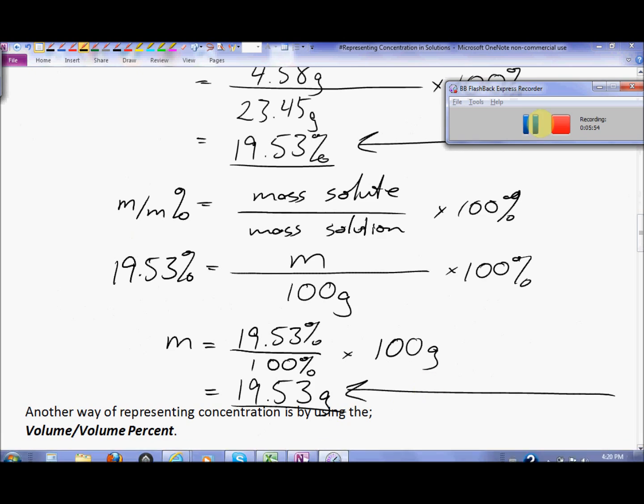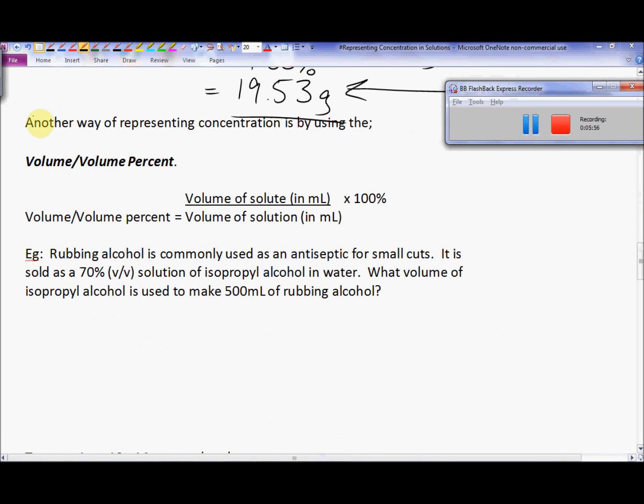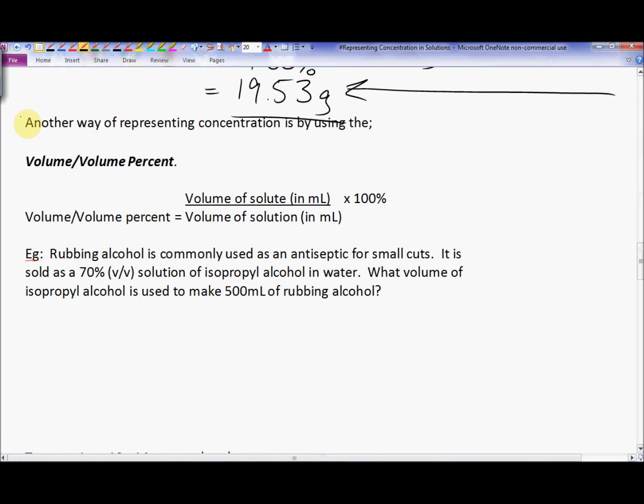Okay, so now a third way that we can represent concentration is by using something called the volume percent. We've had mass to volume percent, we've had mass percent. Now we're dividing the volume by the volume. So volume of solute in milliliters divided by volume of solution in milliliters. Not the volume of the solvent, the volume of the whole solution in milliliters, and then multiply by 100%.